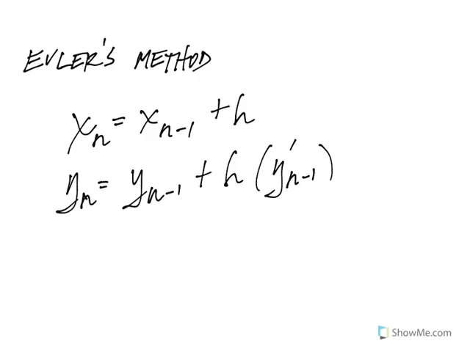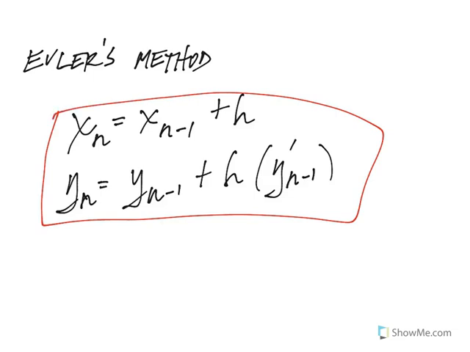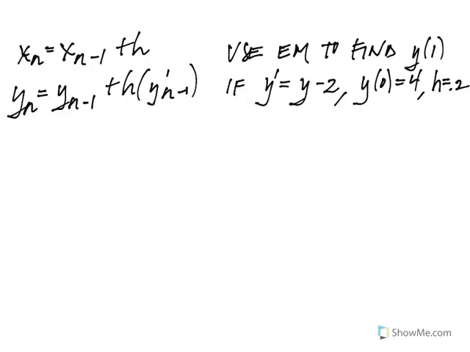All right, so let's work through a quick example using this formula. We'll proceed to the next page, and I'll copy that over. I've got the formula for Euler's method in the upper left-hand corner. The problem is: use Euler's method to find y of 1 if y prime is equal to y minus 2, and the initial condition y of 0 is equal to 4. Of course, the distance between each x value, or the step, is 0.2.